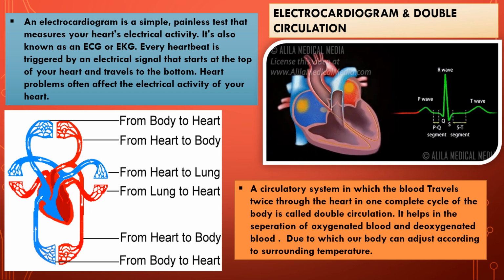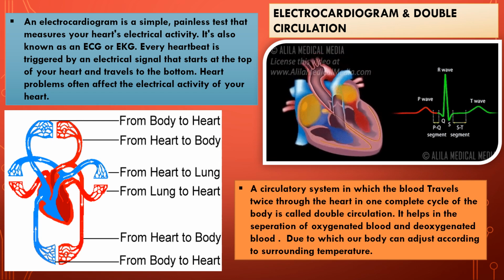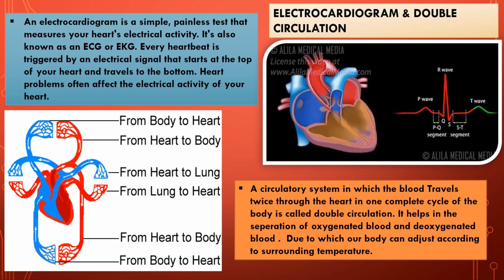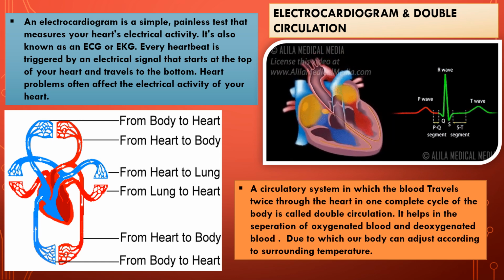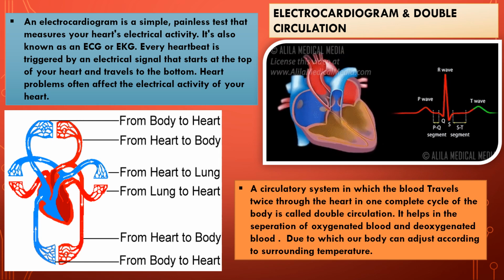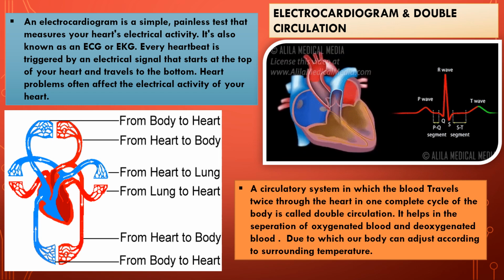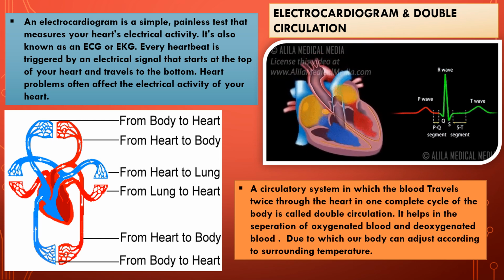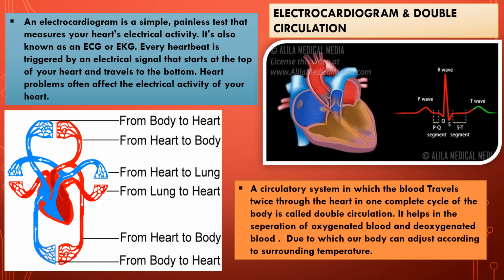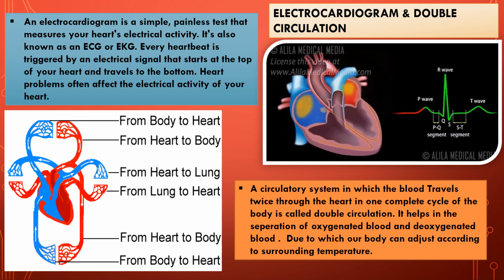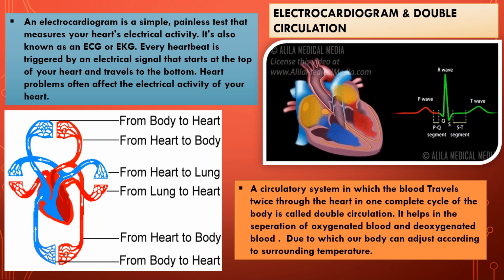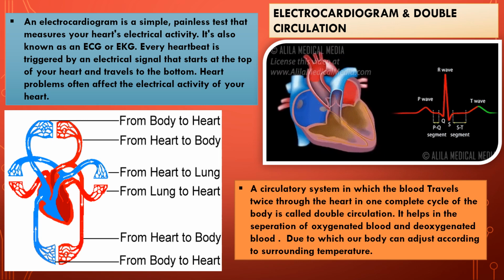Now see the first diagram, how generally an electrocardiogram is taken. It has been clearly shown over there, again with the constriction and relaxation of the heart. And in the second or last diagram, the double circulation has been shown clearly. See, first one, from body to heart, about vein. Second one, from heart to body, about artery.